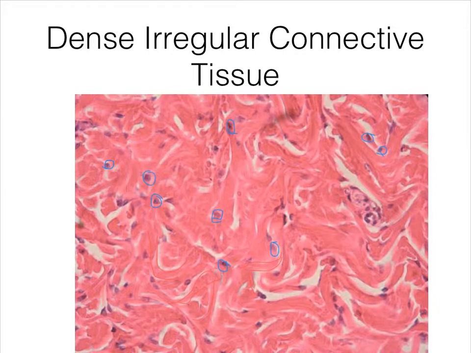Dense irregular connective tissue will also sometimes have blood vessels or capillaries with epithelial tissue running through it, and you can sometimes see those.